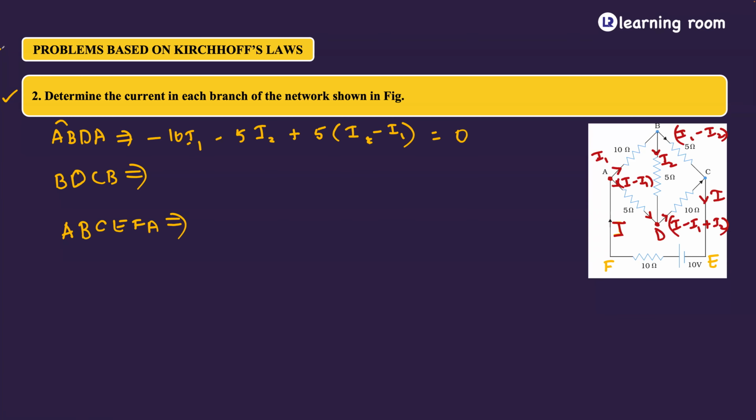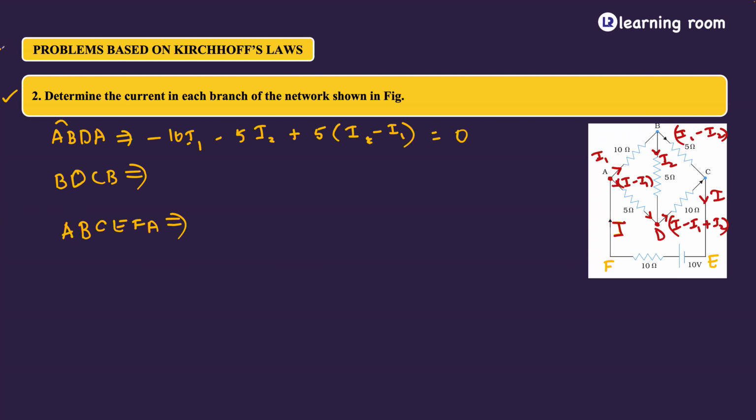Which one did you say? B, D, C, B? Okay, minus 5 I2, minus 10. Correct. Minus 10 I1. Correct. Okay.